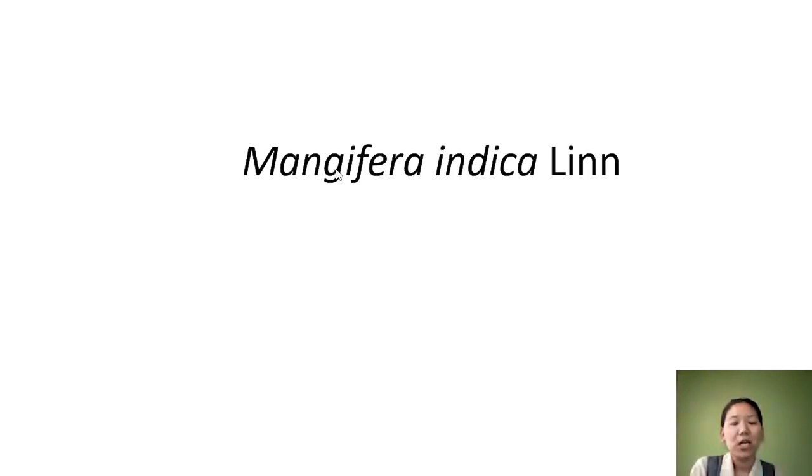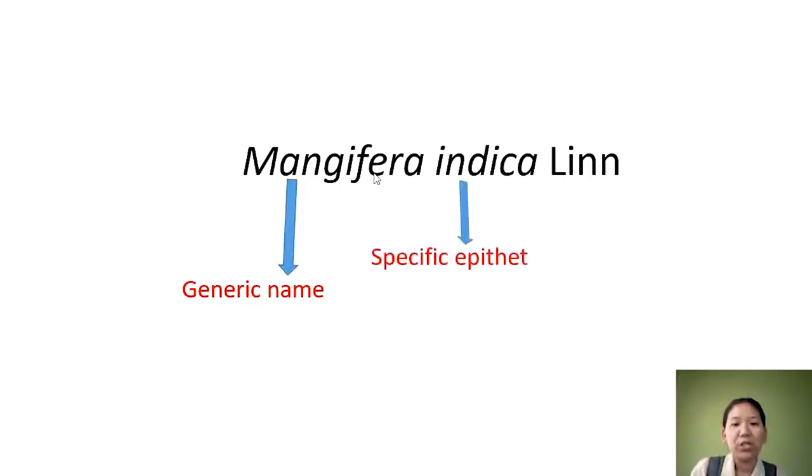The universal rule of binomial nomenclature is that the name consists of two words, as you can see, Mangifera indica. The first word represents the generic name. Mangifera is the generic name, and indica is the specific epithet. So this is binomial nomenclature. This species name is followed by the name of the scientist or author who first described it. Here it is Linn, which refers to Linnaeus.